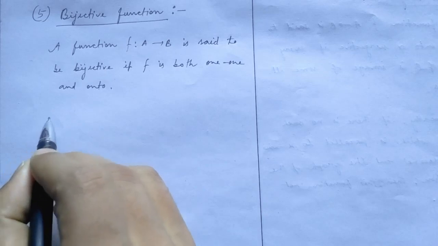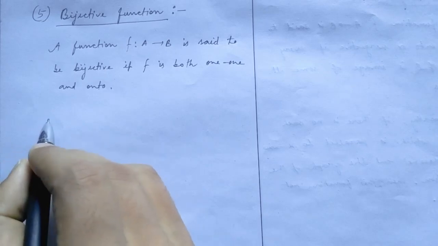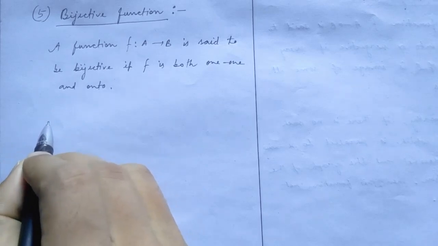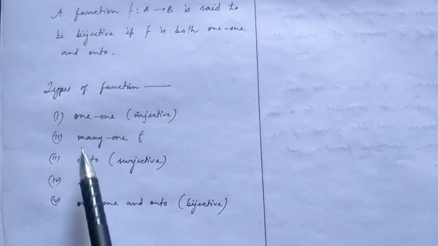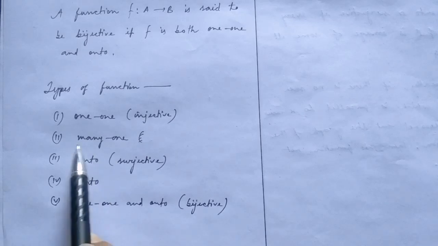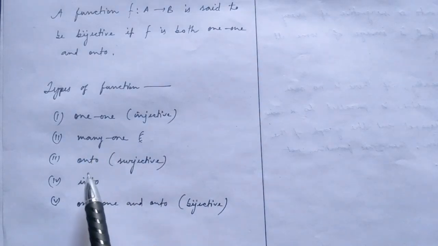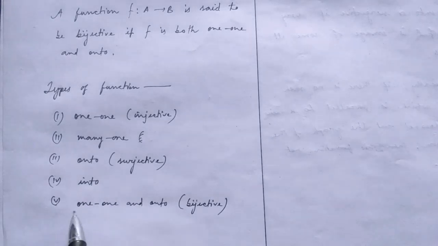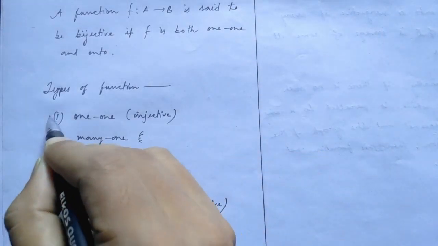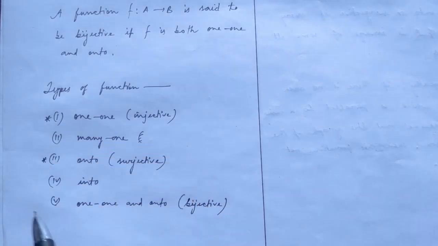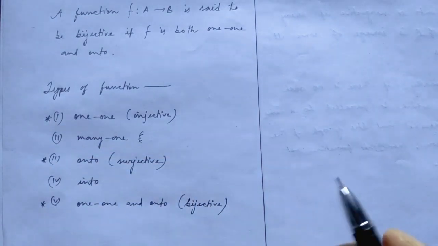So in this video lecture we have covered 5 types of functions. The first is one-one or injective. The second one is many-one, the third one is onto, and the fourth is into, and the last one is one-one and onto, which is also called bijective function. Here number 1, number 3 and number 5 are very important.